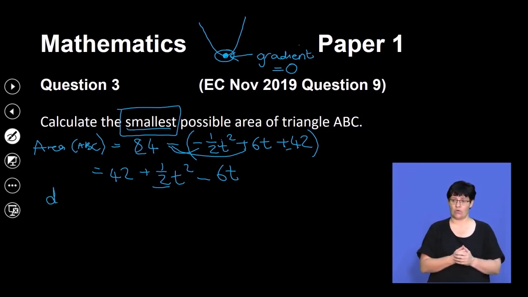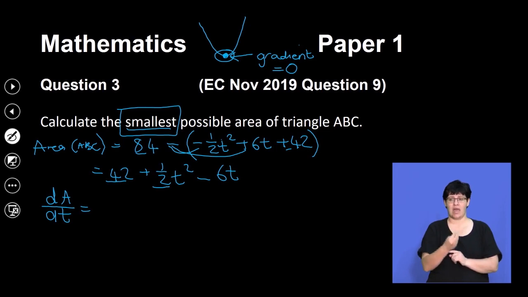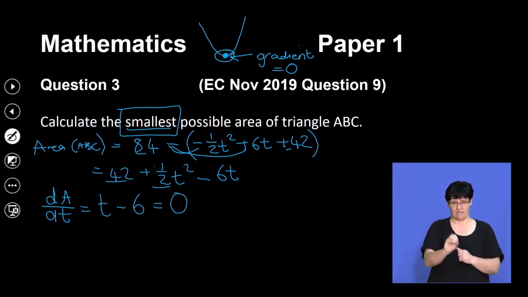Okay, so the derivative of the area with respect to t is equal to, okay, that's a constant, so our derivative is 0. So we have 2 times a half gives us 1, and then we have our t, so it's 1t, t minus 6. And that is going to be equal to 0. So we actually have a nice, easy sum to solve here. So therefore, t is equal to 6.